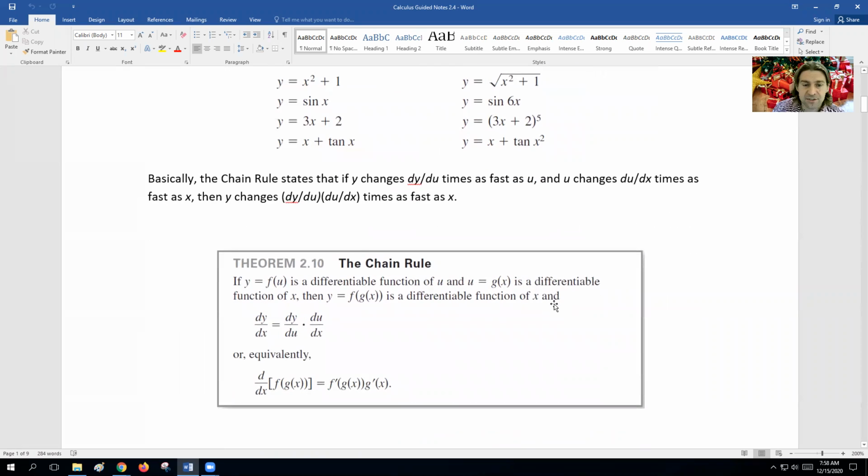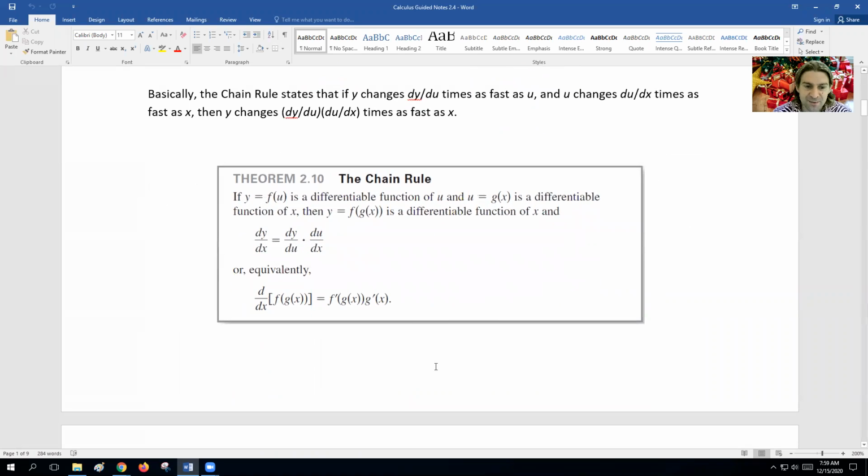The basic statement of the chain rule is that if y changes dy over du times as fast as u, and u changes du over dx times as fast as x, then y changes dy over du times du over dx times as fast as x. Okay, so this is pretty complicated.